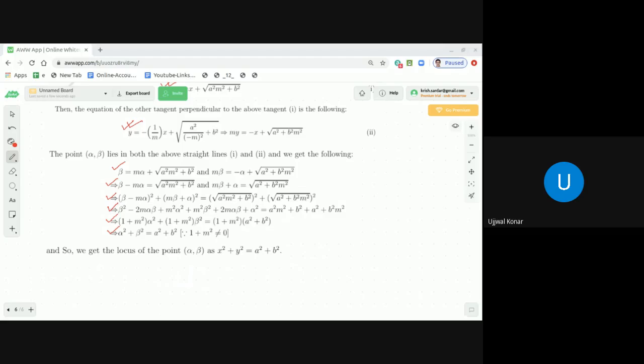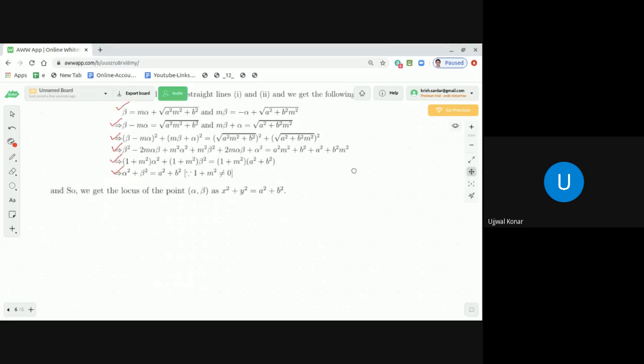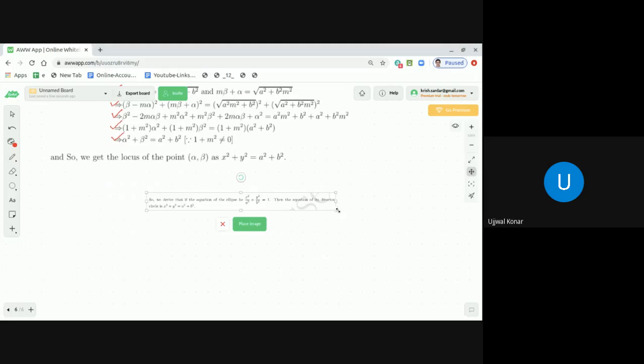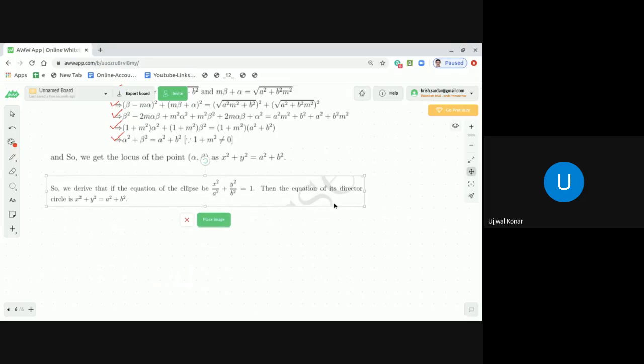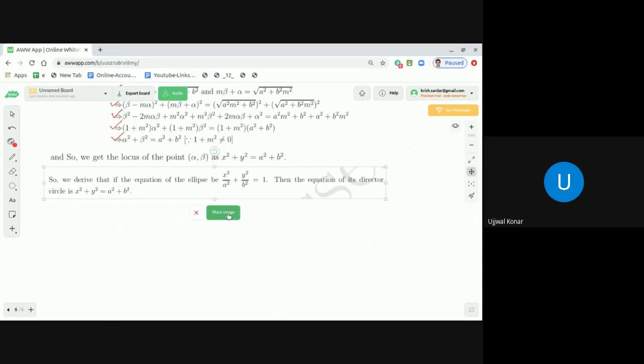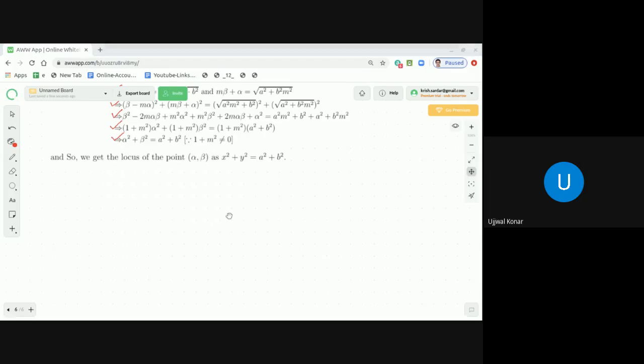So we derive that if the equation of the ellipse be x square by a square plus y square by b square equal to 1, then the equation of the corresponding director circle is x square plus y square is equal to a square plus b square.